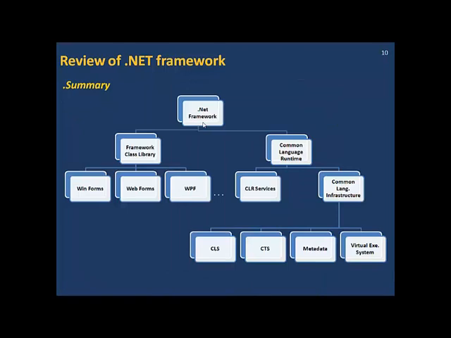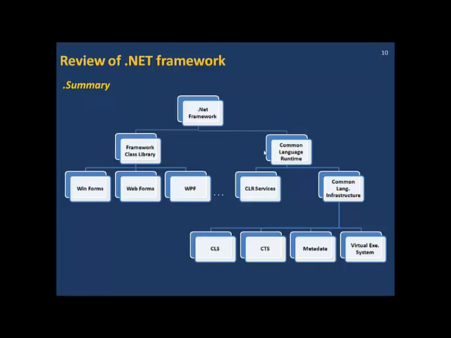So let us summarize the .NET Framework. .NET Framework has two major components, Framework Class Library and Common Language Runtime. Framework Class Library is a huge library which is organized into different namespaces, and these namespaces support Windows Forms, Web Forms, WPF, WCF, etc. Another component, Common Language Runtime, is organized into CLR services and Common Language Infrastructure. CLR services are the services such as memory management, garbage collection, encryption, decryption, security, authentication, authorization, and Common Language Infrastructure is a specification which is provided by Microsoft itself, and it is standardized by the ISO.